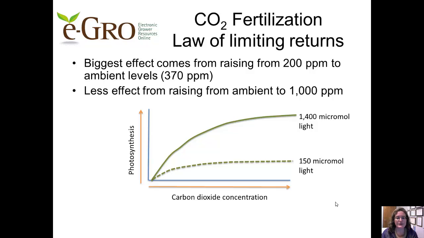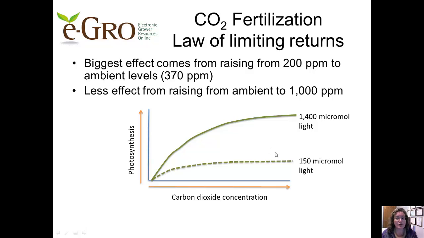As an example of research results that are applicable across a range of crops, the biggest effect comes from raising the CO2 levels from 200 parts per million to ambient conditions, or near about 400 parts per million. There's proportionally less gain as levels are raised from 400 parts per million to 1,000 parts per million. And depending on the crop, a saturation point will be reached where there's no benefit at all from adding more CO2 to the production environment, as shown by these flattening curves in this graph.